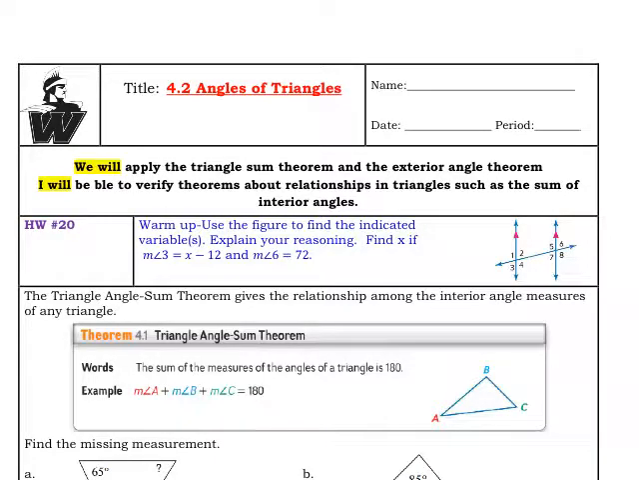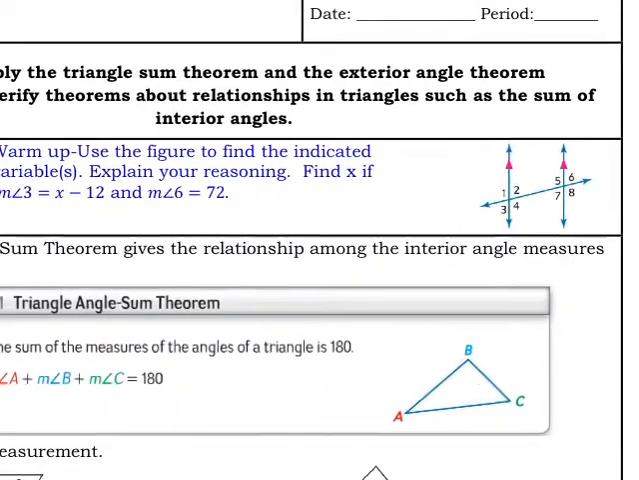4.2 angles and triangles. Does anyone remember how many degrees are in a triangle? 180. That's our focus. Our focus is that there's 180 degrees in a triangle, okay? So let's look at this quick warm-up.